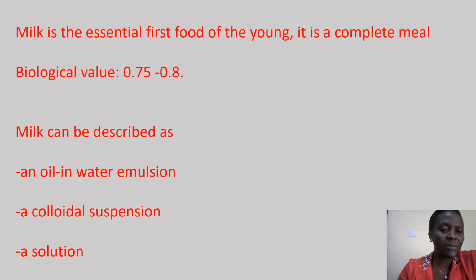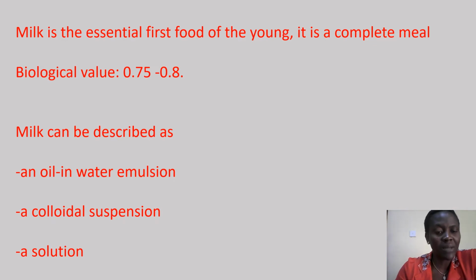Milk can be described in several ways, one of which is that it is an oil in water emulsion, whereby fat droplets are dispersed in liquid water to form an emulsion, whereby the water is the dispersing phase and the fat droplet is the dispersed phase.